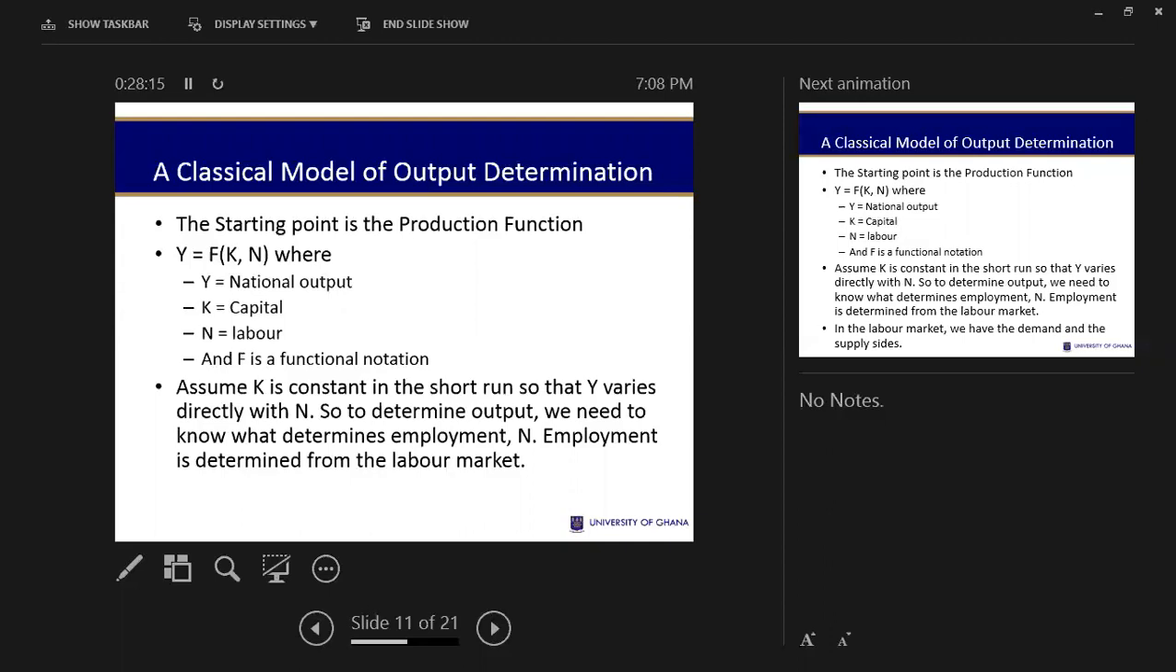It's just like this in the labor market. Before you can get your output maximizing level of labor, you need to equate the demand for labor and the supply of labor. So first we'll begin with the demand for labor, then later on we'll add the supply of labor. We can get our N, then we can ultimately get our Y.